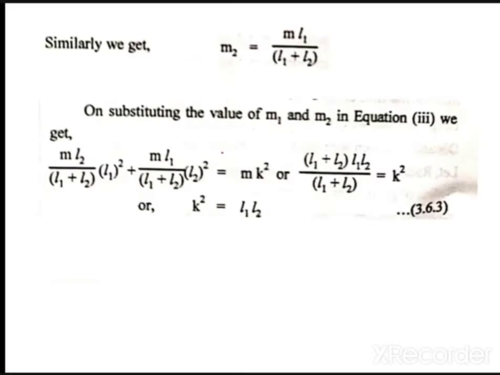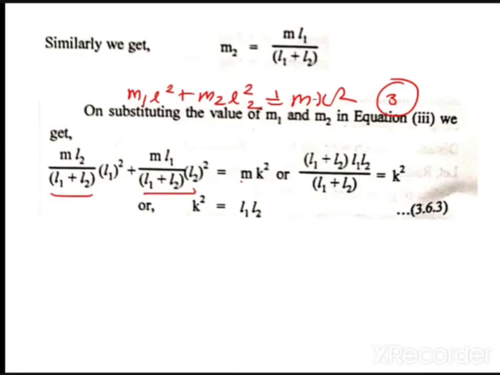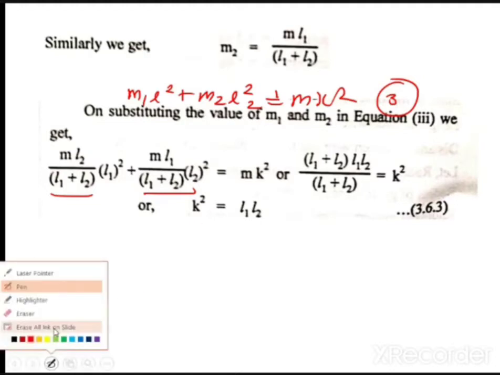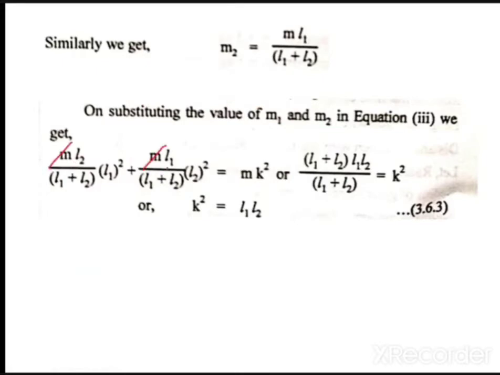See, I have put this into equation 3: m1 l1 square plus m2 l2 square is equal to m k square. For m1 I have put m l2 upon l1 plus l2, and for m2 I have put m l1 upon l1 plus l2. Now what is the final relation? The m and m will get cancelled, and the l1 plus l2 terms will also get cancelled. Finally, you will get k square is equal to l1 l2.